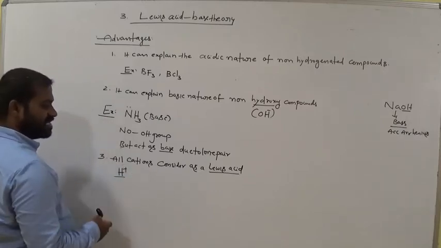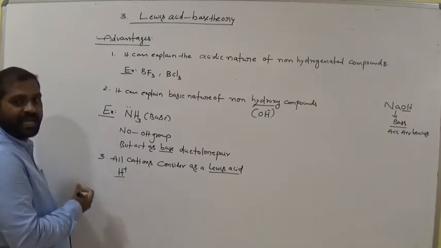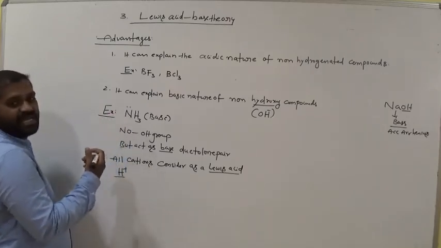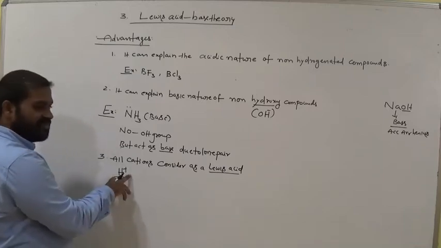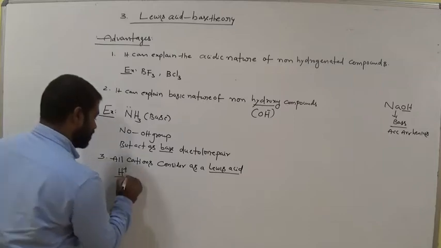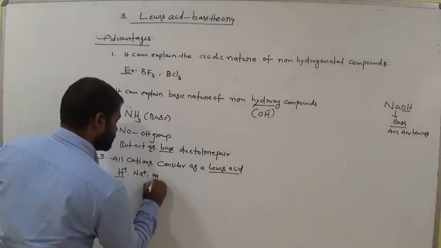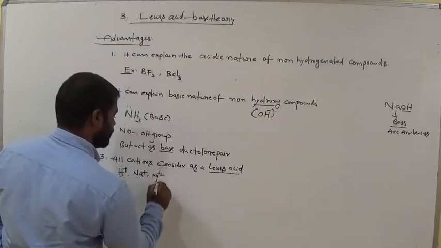All cations are considered as a Lewis acid. If you offer electrons, it is able to accept. The electron acceptor is called a Lewis acid. So why? Because it is electron deficient. So all cations are considered as a Lewis acid. Remember this. Okay.